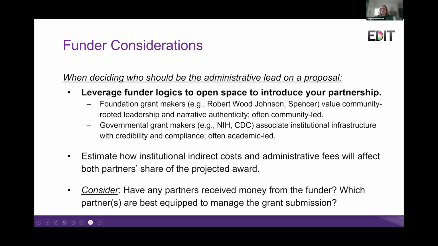So some considerations, as I've alluded to a bit, is figuring out who should be the lead on a proposal is a crucial and often difficult conversation. Best way I've come to this is to really leverage funder logics to open space to introduce your partnership. Different funders have different priorities, so foundation grant makers such as Robert Wood Johnson or Spencer value community-rooted leadership and narrative authenticity. Most times you'll see these proposals are being led by a community partner.